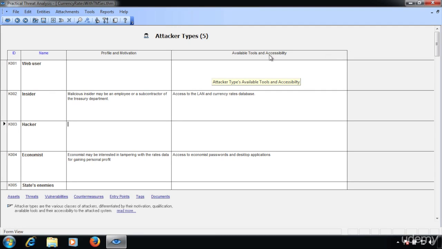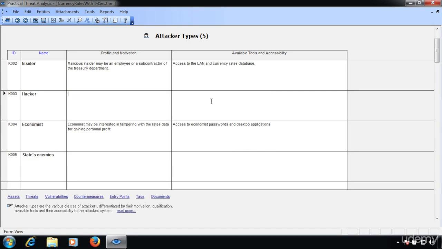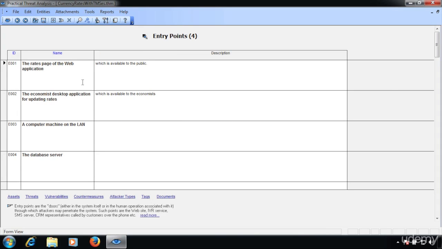Now, the tools available, or the way they can access your system, is definitely from the internet or from the LAN. So these are really going to be the only two ways to get into your system. Now, here are the entry points defined. What are the available entry points? The rates page on the web application, right? So from the internet or from the public. The Economist desktop application for updating the rates, which is apparently an application to update the currency rates, available to economists only.